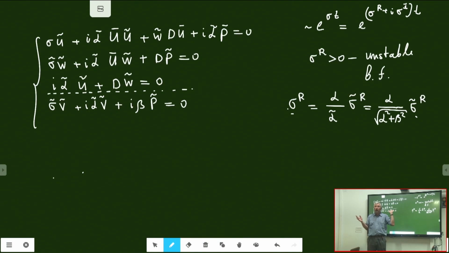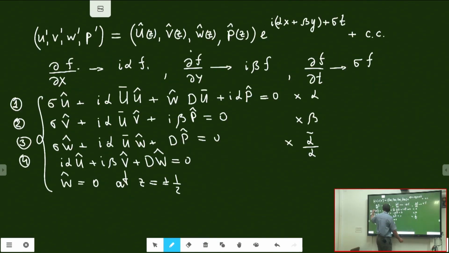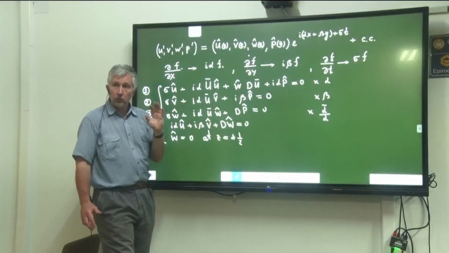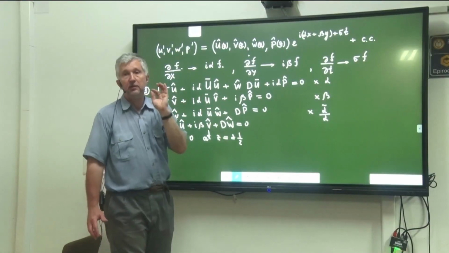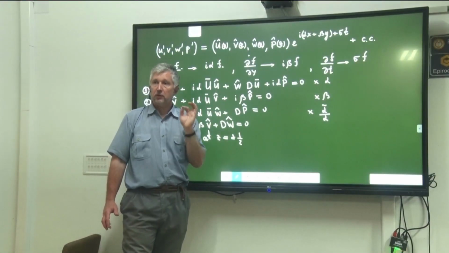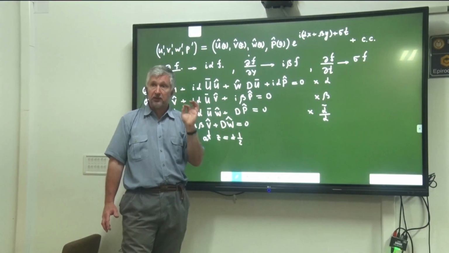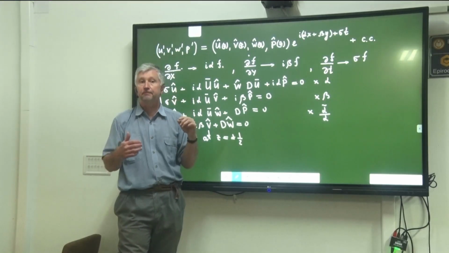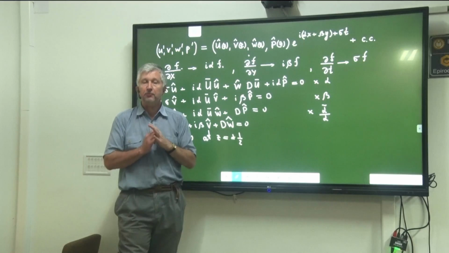And even though I started with this system of 4 equations, from the very beginning I can set V equals 0, get rid of this equation completely, and only focus on this, this, and this. And what I obtain will be physically relevant, because instability, if it occurs, will occur along the main direction. It will not occur across. Very powerful conclusion.